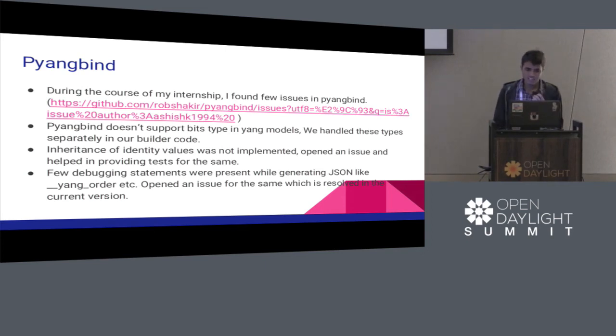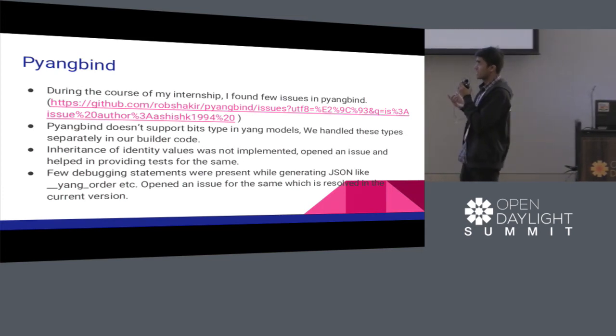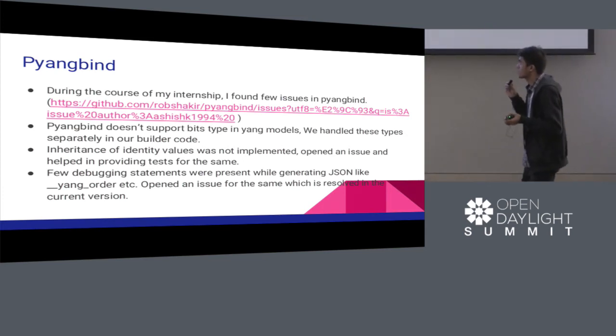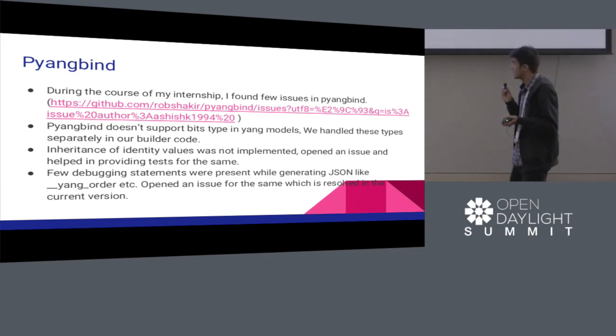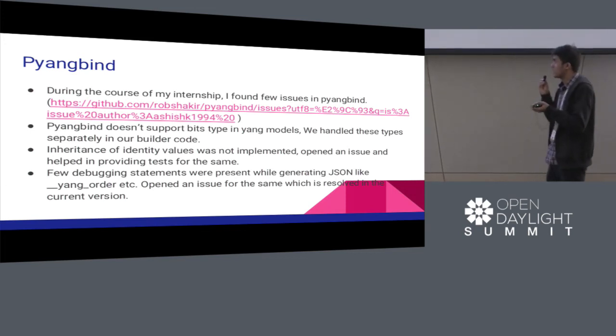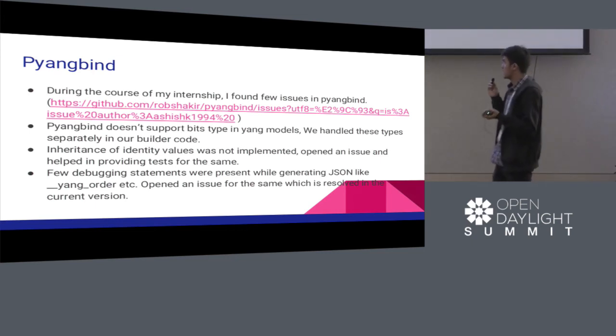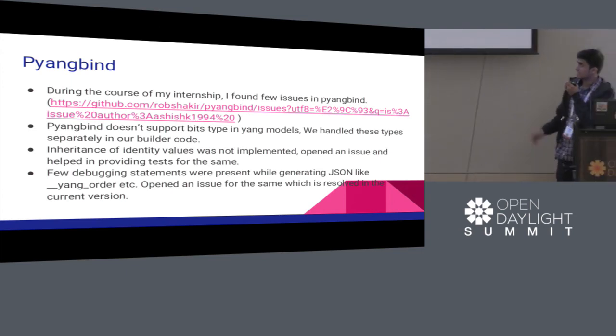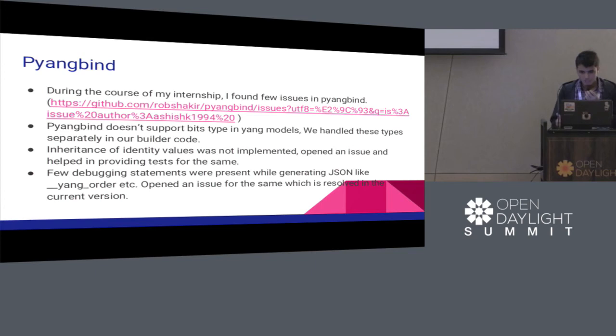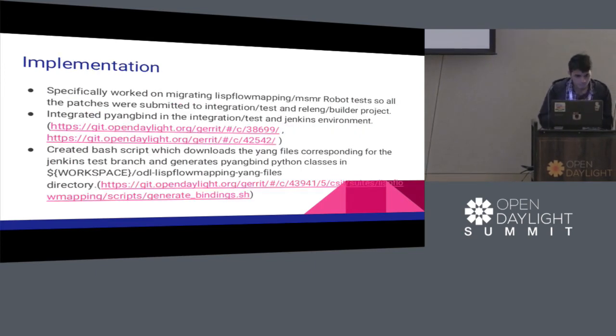while generating JSON like underscore underscore yang underscore, and these debugging statements were not very useful for us. Also, here we are dealing with JSON, so if a new field does not match the expected JSON, then obviously our test won't pass. For these kinds of statements, I opened an issue, and these are also resolved in the current version. So how did we implement it?